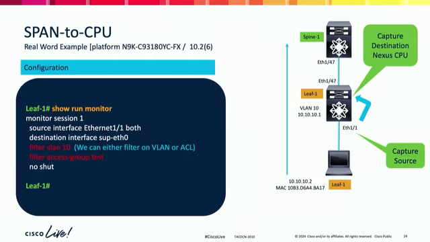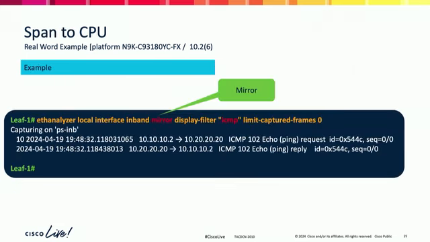You say config t, monitor session 1, source interface, the interface you want to capture on, destination interface, sup-eth 0, which is the supervisor. You apply the filter if you want, based on access list or VLAN, and then run the Ethanalyzer with the keyword mirror. That keyword is important to see that traffic. In this case, we can see that traffic using Ethanalyzer.